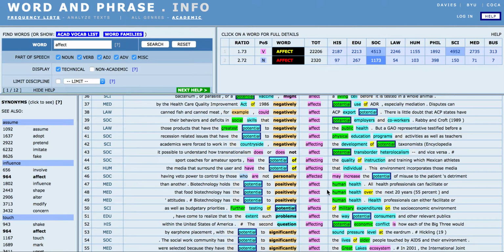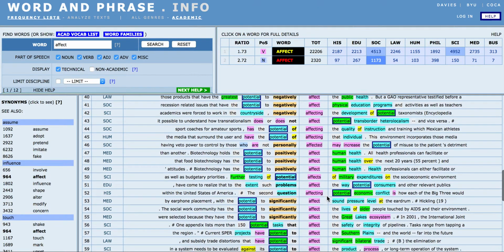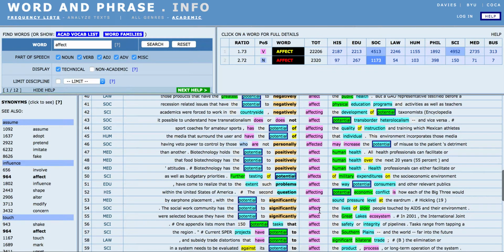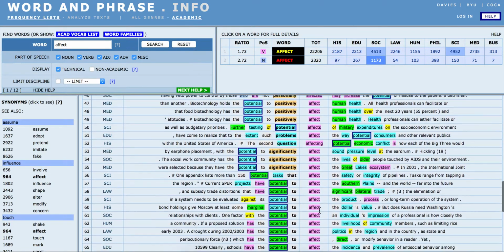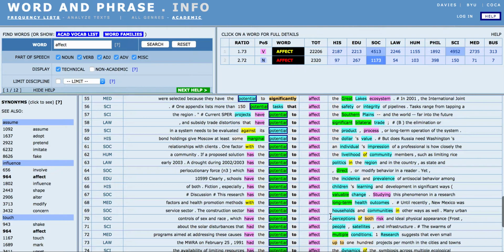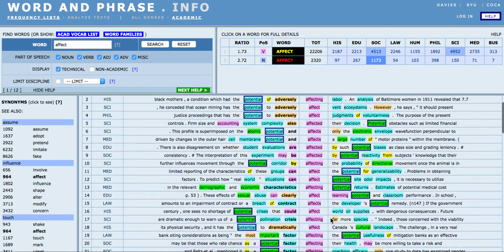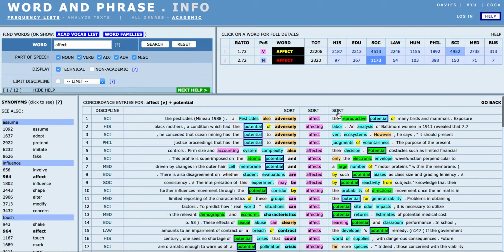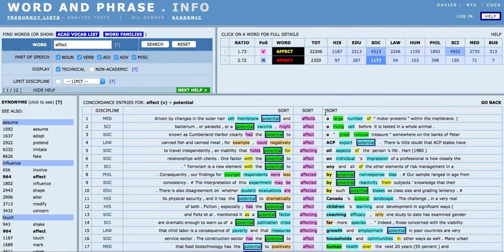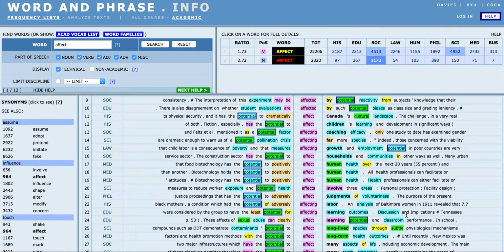So what else do we see? Potential to negatively affect, potential to positively affect, and potential to significantly affect. And then a lot here, potential to affect. So quite a few patterns of language usage that we can notice here. We can also click here to sort on the right. And now we have alphabetical on the right instead of on the left. So that is one way that you can use this.